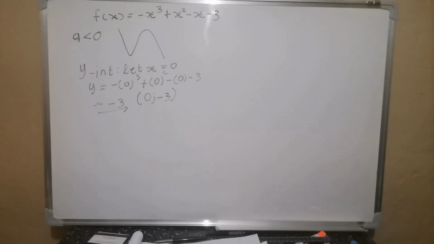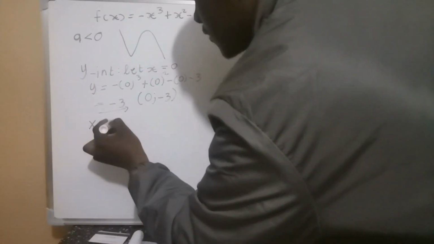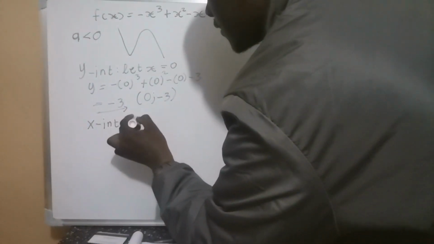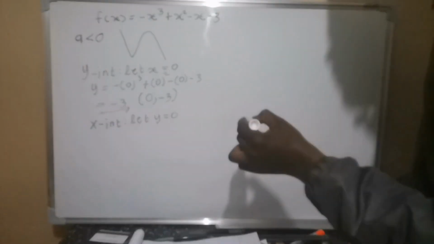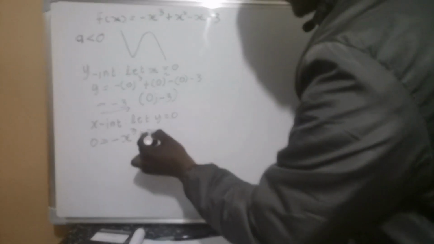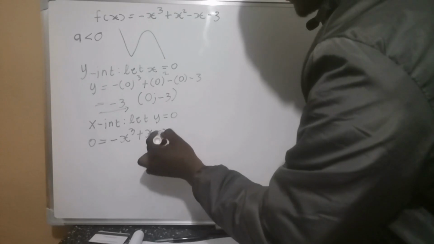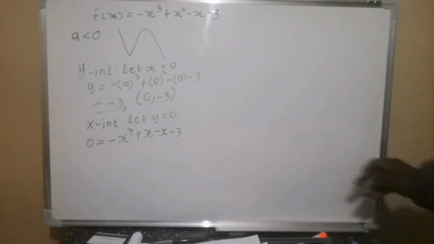Then now, x-intercepts. For x-intercepts, you let y be 0. Where I see y, put in 0 there. So 0 is equal to negative x cubed plus x squared plus x minus 3. So I need to solve for x in this case.